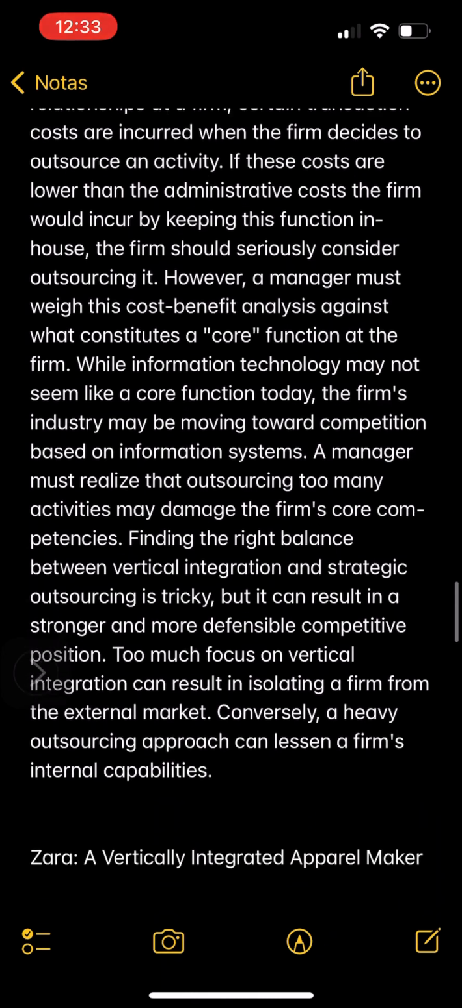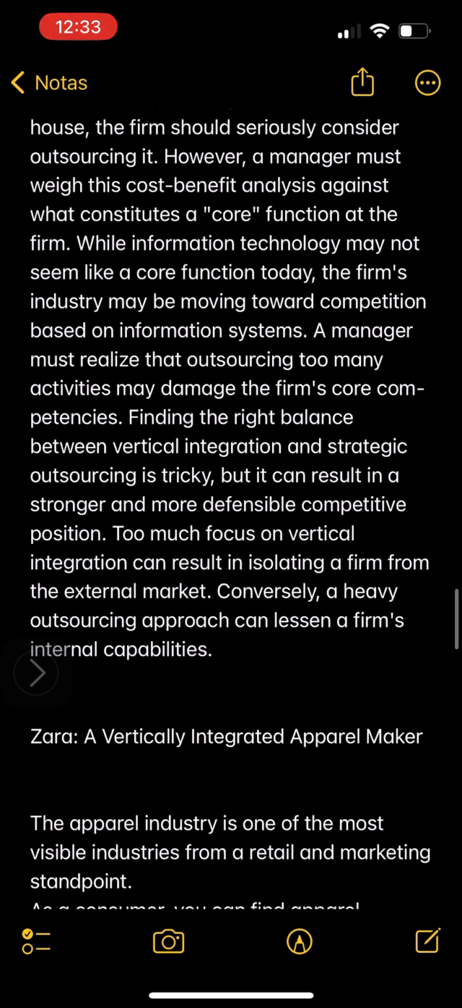However, a manager must weigh this cost-benefit analysis against what constitutes a core function at the firm. While information technology may not seem like a core function today, the firm's industry may be moving toward competition based on information systems. A manager must realize that outsourcing too many activities may damage the firm's core competencies. Finally, finding the right balance between vertical integration and strategic outsourcing is tricky, but it can result in a stronger and more defensible competitive position.